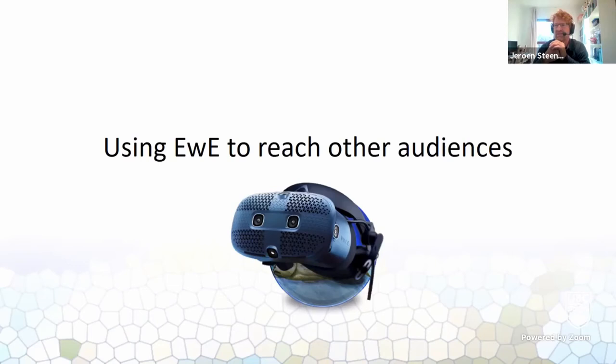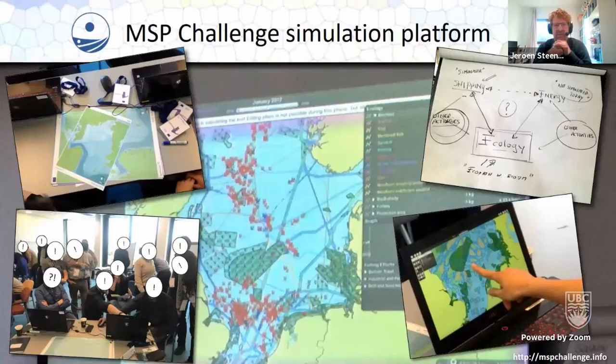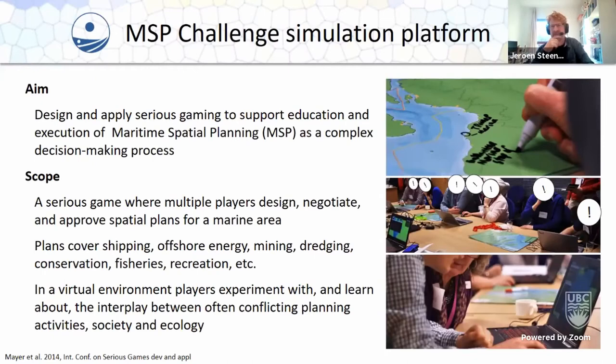Okay, good. So, this is also more code focused, how we have integrated Ecospace in places that ecosystem models normally don't come. And the first one is the MSP Challenge Simulation Platform. The MSP Challenge Platform is a serious game that prepares maritime spatial planners for the MSP process, to make them aware about the trade-offs and information discovery, et cetera, of a planning exercise.